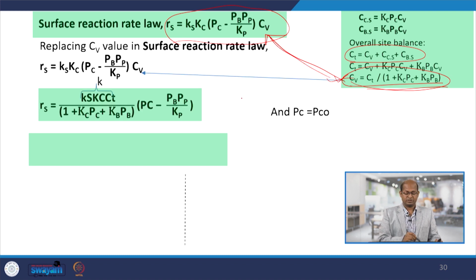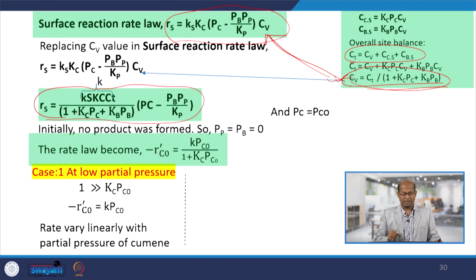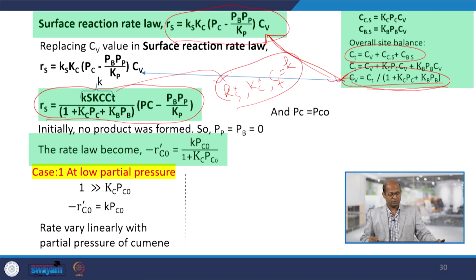Once we substitute it here, we get this rate equation. To simplify, we can consider small ks, Kc and Ct multiplied with each other as equal to small k, and write it this way to make it simpler. So, this equation is the rate equation once the surface reaction is considered as the rate determining or rate limiting step.